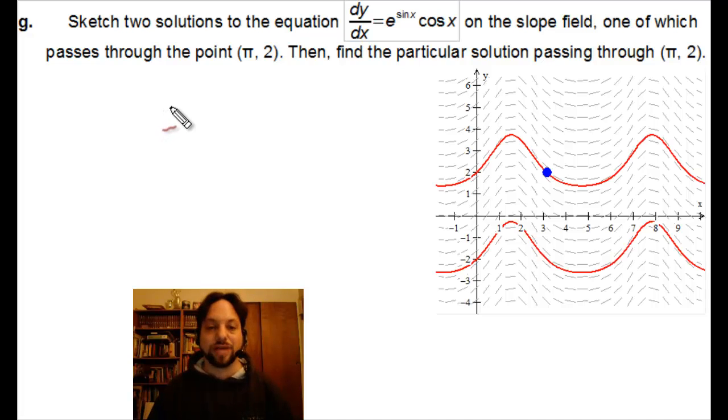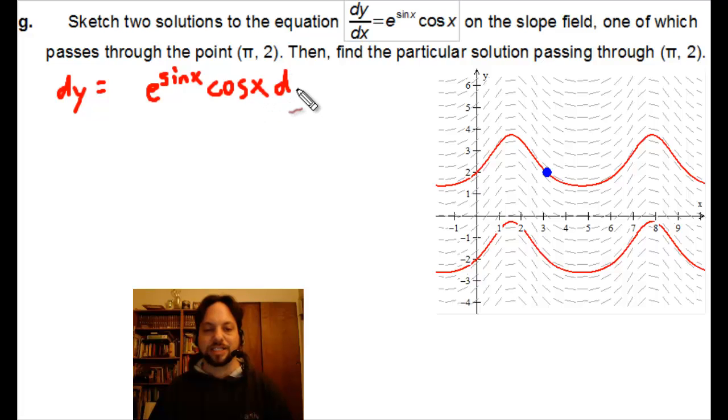And what we want to do now is find the solution to this differential equation, and furthermore to find the particular solution that passes through that point pi comma 2. So the way we're going to do this is we'll first split up our dy and dx, and we'll do that simply by multiplying by dx on both sides. And if we do that, we should get something along these lines here.